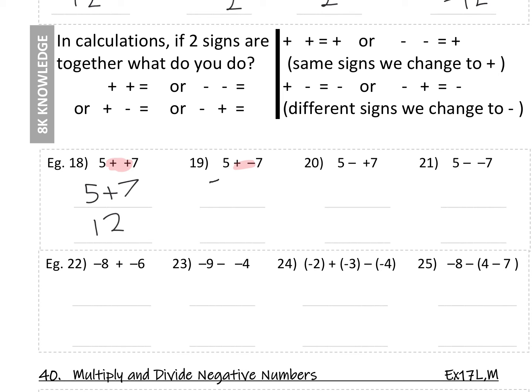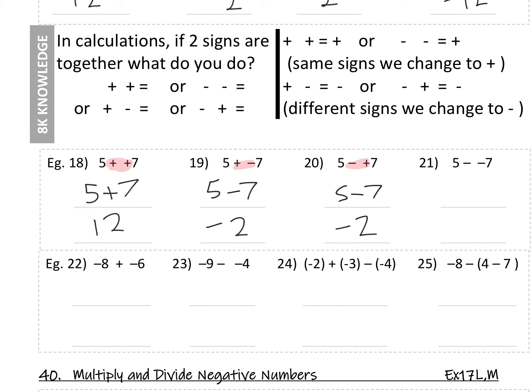What does that mean? That means we're taking away 7. And 5 take away 7, you're on 5 in the number line. You go down 7 spaces and you get to minus 2. Number 21, we're taking away a positive number, and that's the same as taking away the number. 5 take away 7, the same as before, is negative 2.